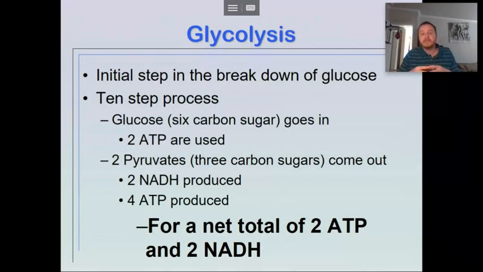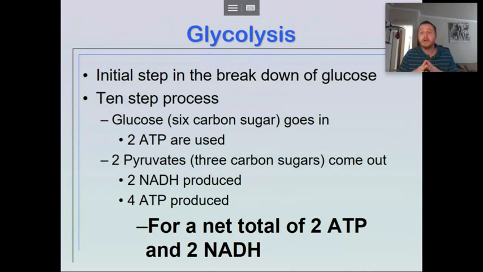Through that process, we do have to invest 2 ATPs in order to get the glucose into this unstable state where it will break down into these 2 smaller 3-carbon chains. Then, as it breaks down, energy does get released. So we get 2 NADH, which carries lots of energy, and then we get 4 ATPs back. We put 2 ATPs in, we get 4 back, so we have a total of 2 ATPs out of this process. This happens in blood cells.